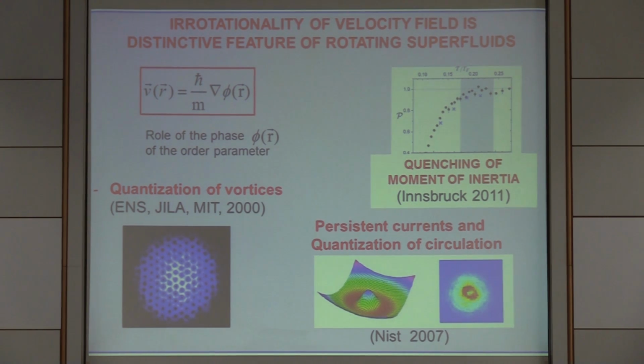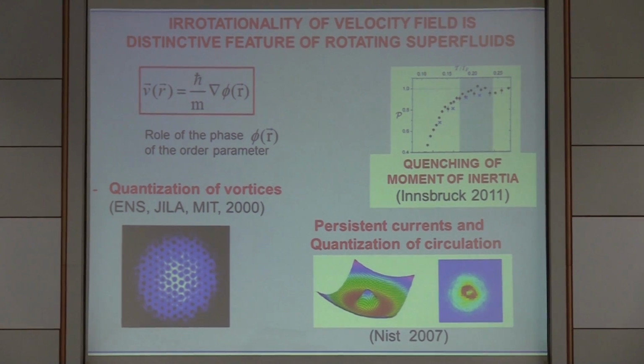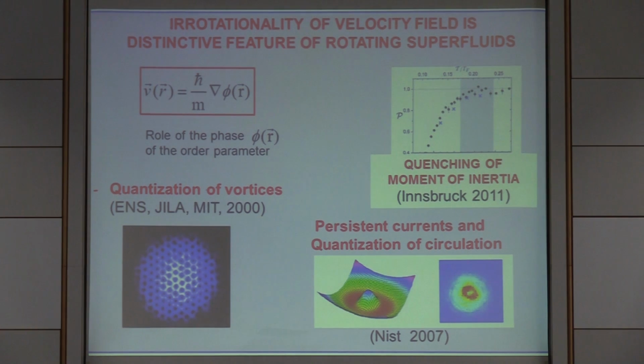The presentation points out a distinctive feature of a rotating superfluid, which is the irrotationality of the velocity flow. This typically characterizes most superfluids, certainly both superfluids like helium and cold gases. And I would like to address the question to what extent this feature is general.